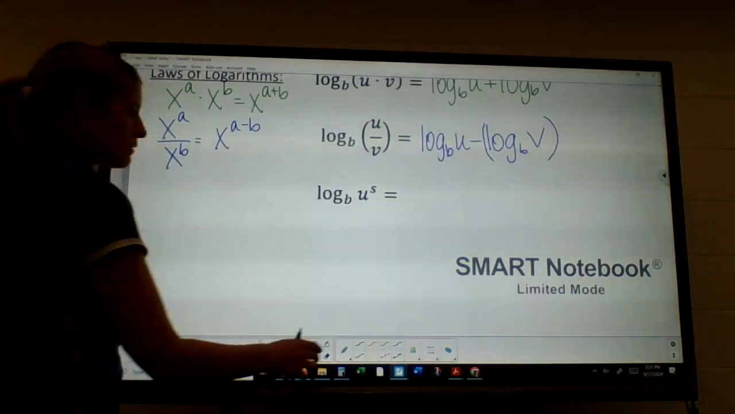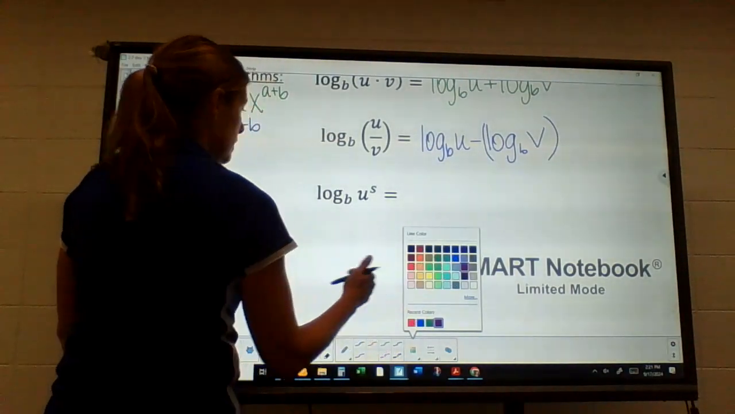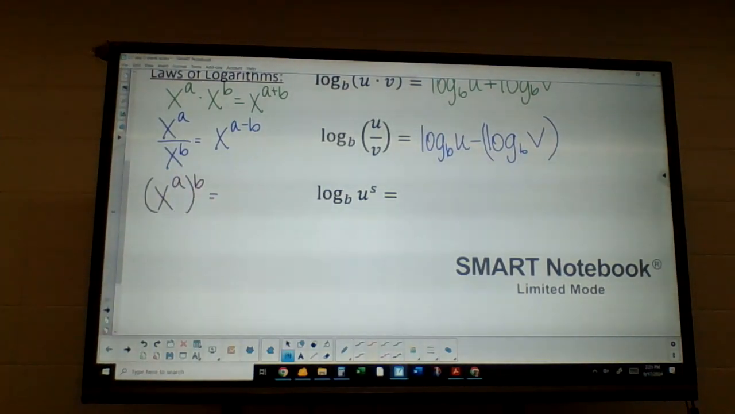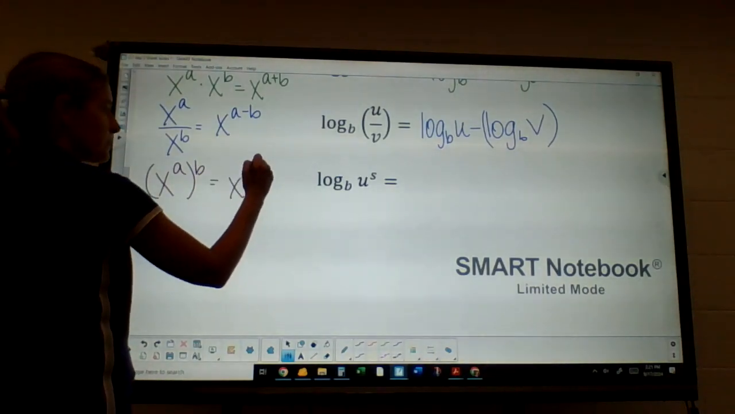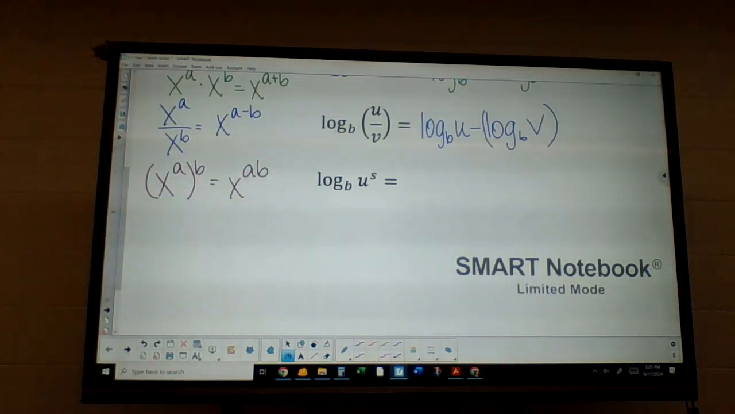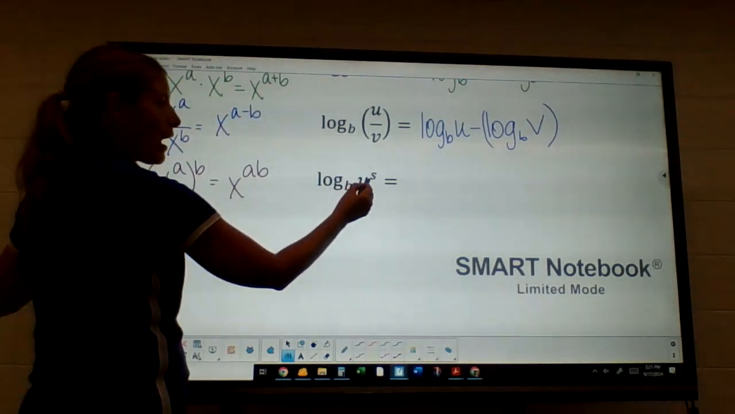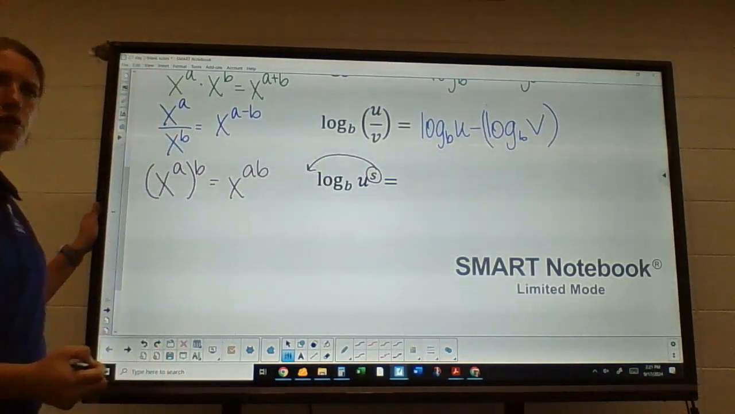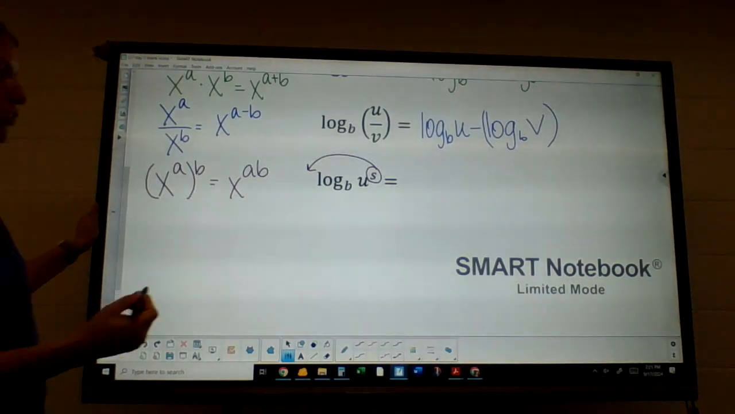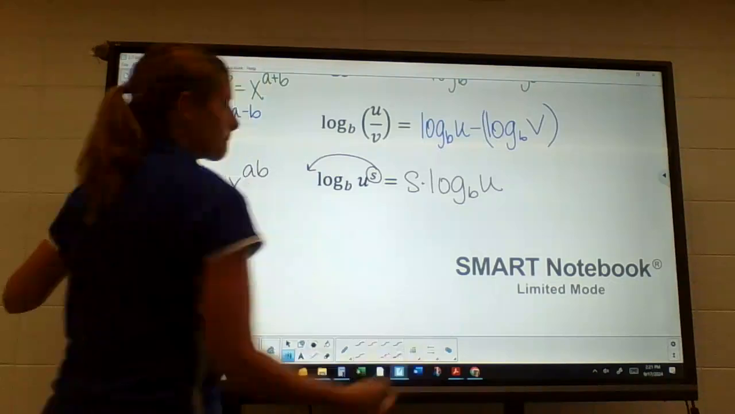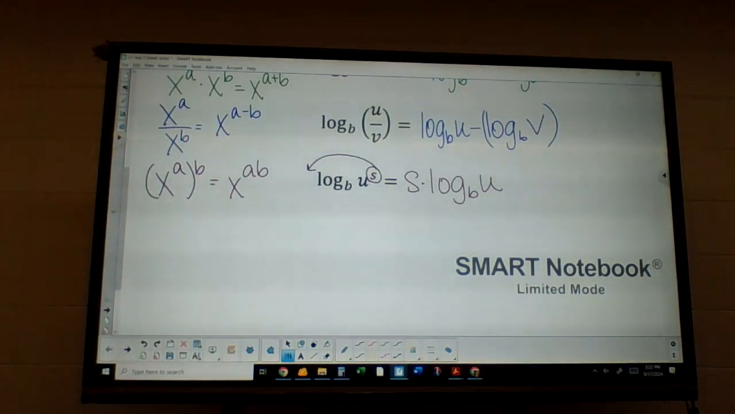Is our exponent power to a power. So if I have x to the a and then to the b power, do you remember what we do with the exponents? We multiply them. And this is where this one gets a little bit weird. If this is a log to a power, you can take the power and drop it down in front and make it multiplication. So that s gets multiplied then to the log.